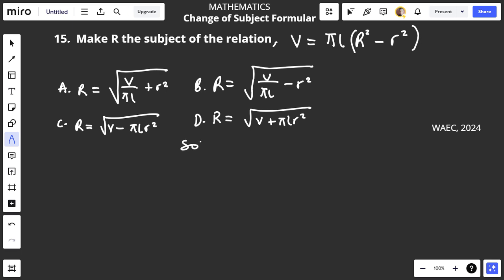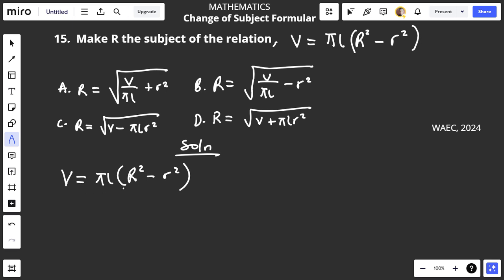When they say you should make a particular variable the subject of the formula, it means you should make that variable stand alone on one side of the equation. The equation has two sides, so like you can see in the options, they make R stand alone on one side. That's what we mean by making a variable the subject of the formula. So here is the formula we are emphasizing: V equals pi L into capital R squared minus small r squared. We have to make capital R the subject of the formula.